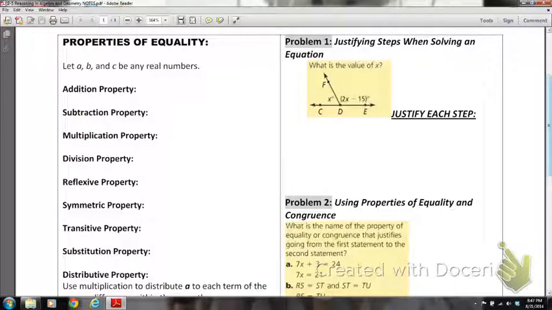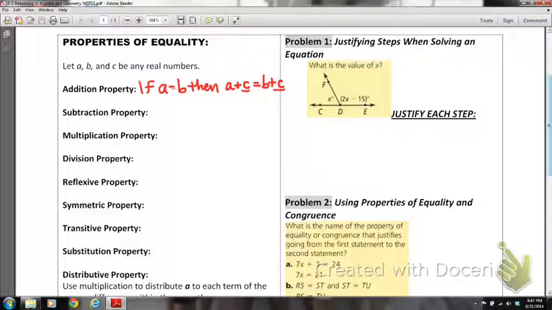The first one's the addition property, and it simply says that if A is equal to B, then I can add the same number to both sides and I will still have an equation. I can take A plus C, and that's going to equal B plus C. So I can add the C to both sides of my original equation, which was A equals B, and I still have an equality. That's all the addition property says.